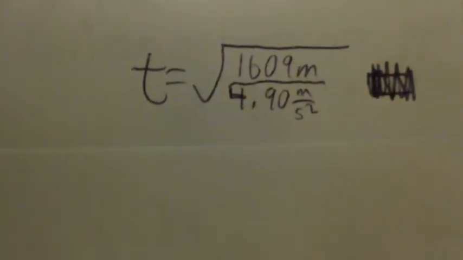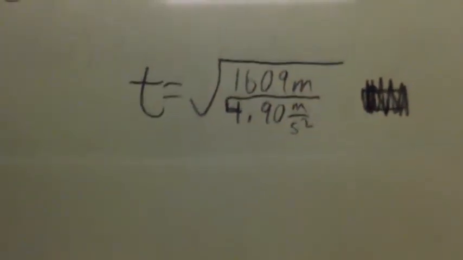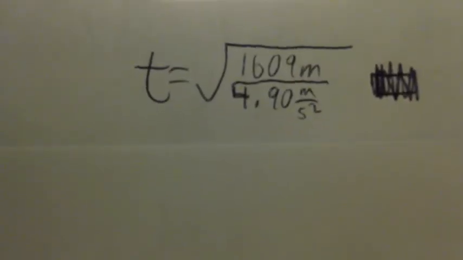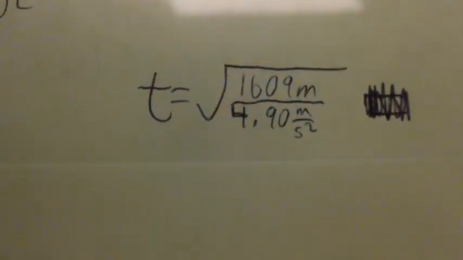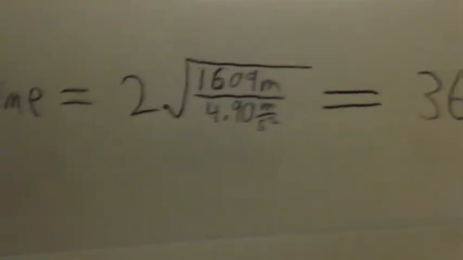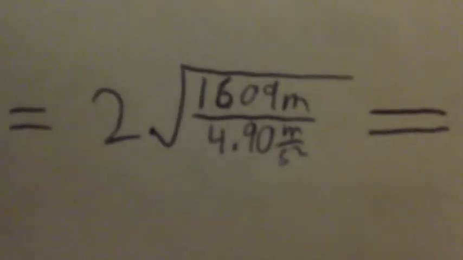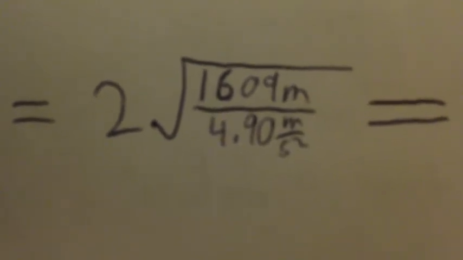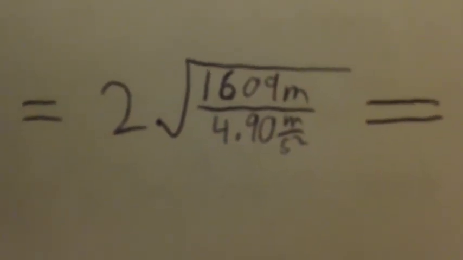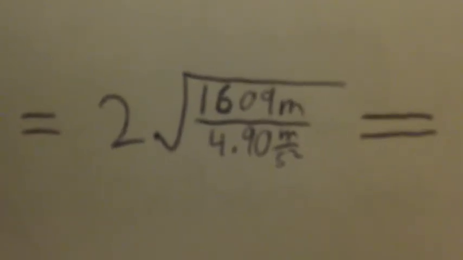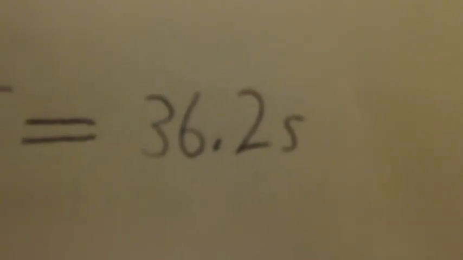Remember, this is only half of the total freefall time because we were finding the time it took him to fall from the top of his flight, a mile in the air. To find the total time, the time it took him to go up a mile and back down a mile, we just double this. So his total freefall time is equal to 2 times the square root of 1,609 meters divided by 4.90 meters per second squared. And with that, you end up with 36.2 seconds, just as before.